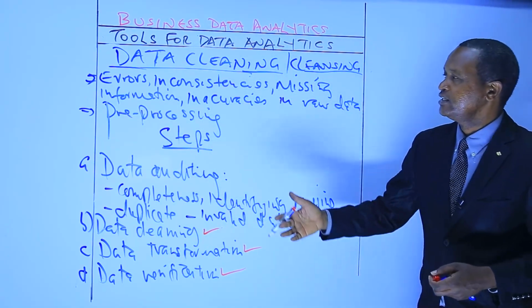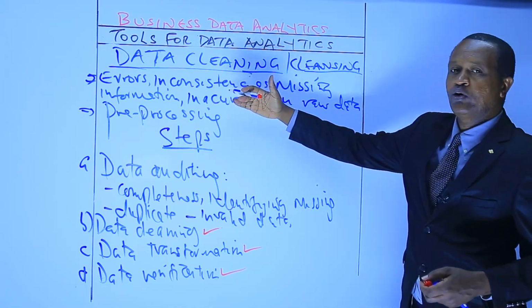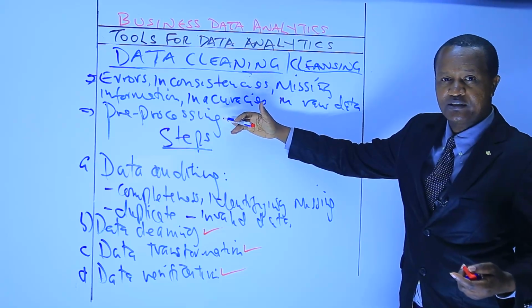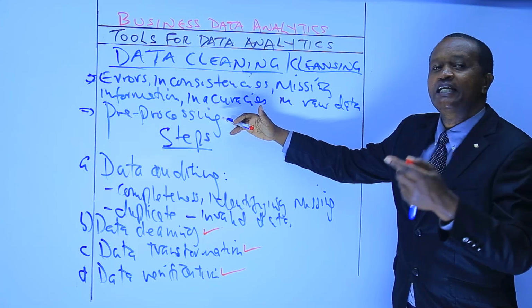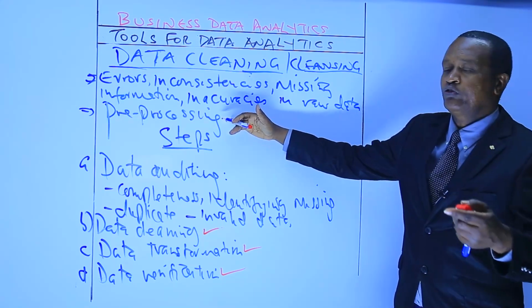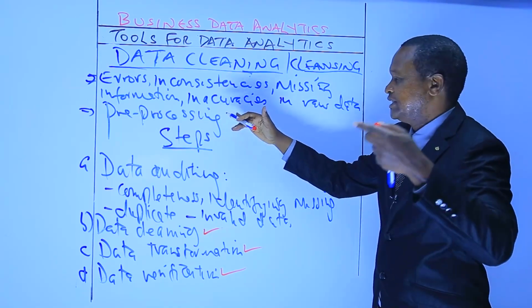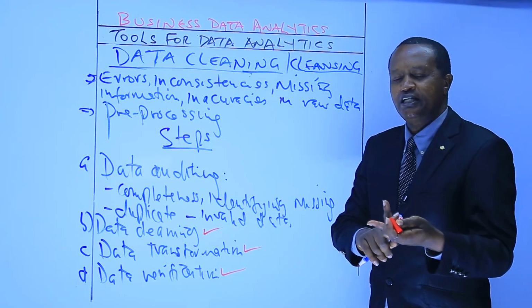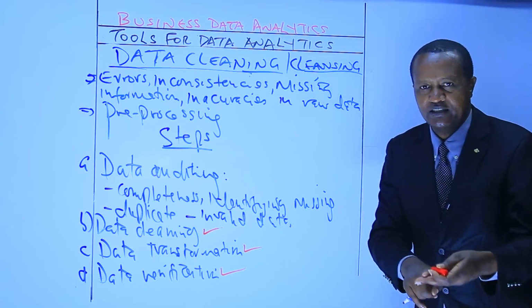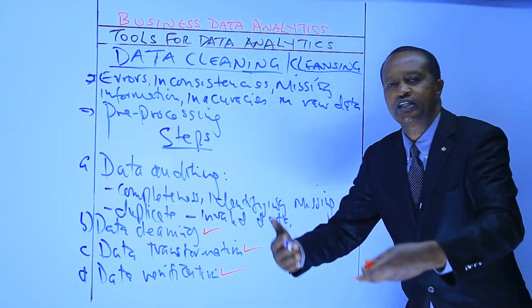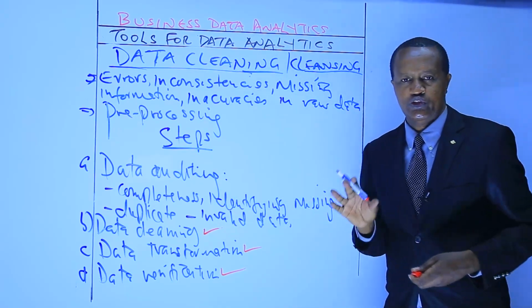So candidates, the objective, the purpose, the aim, the goal of cleaning data is to ensure that the data used for analysis is accurate, number 1, is reliable, number 2, is consistent, which helps to reduce the risk of errors and biases in the results.